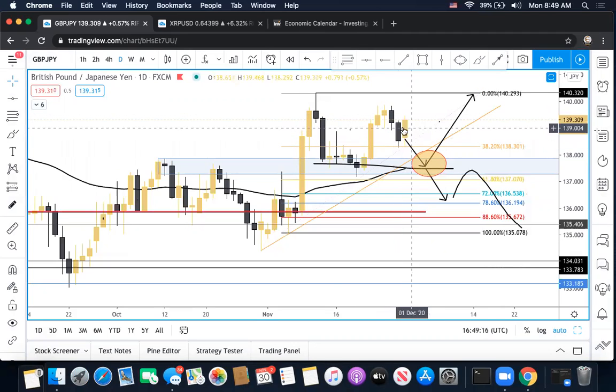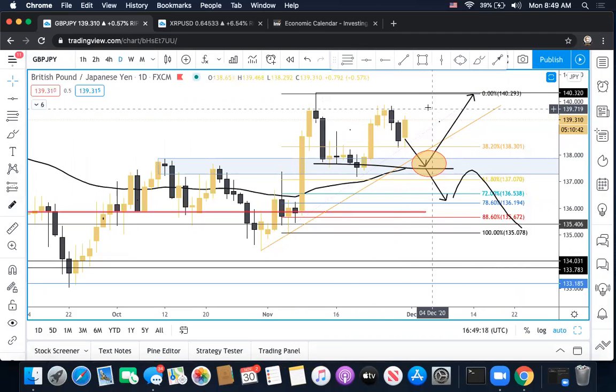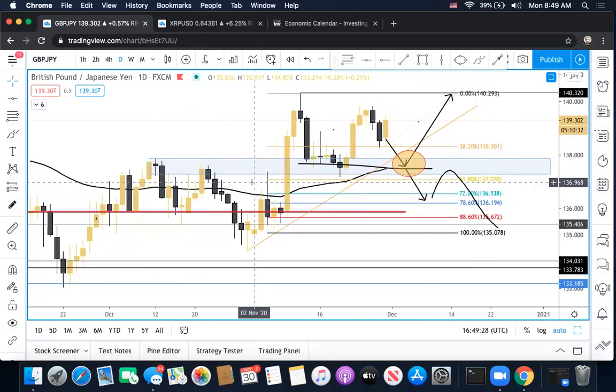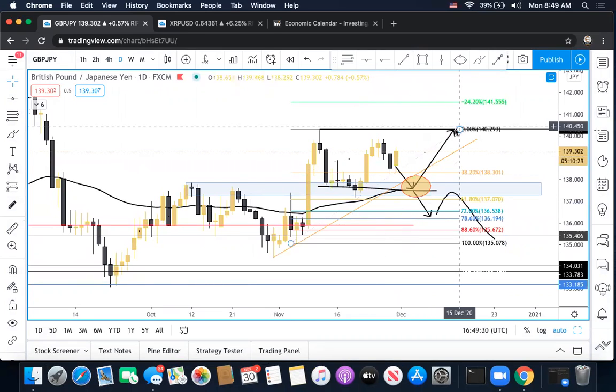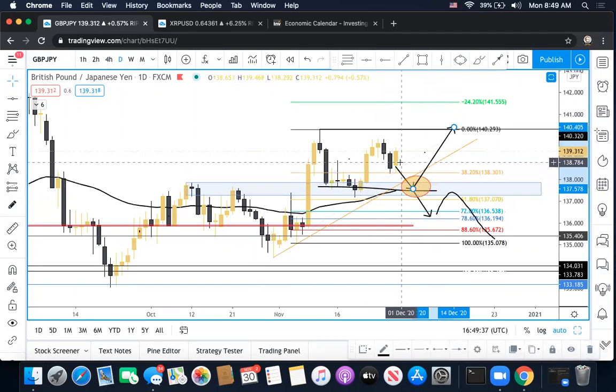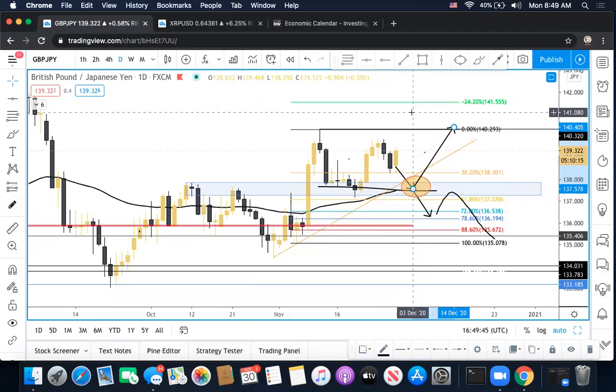So if we stay above that region, then more than likely we're going to get price to push back up to this 1.40 and possibly 1.405. All right, the structure looks pretty simple. Negative 24 comes in around 141, 141.5. So if we break above this 140, then I would expect this negative 24 to get reached, and that would be at least 100 pips to the upside. Even from the 0% to the negative 24 is like 100 pips away.